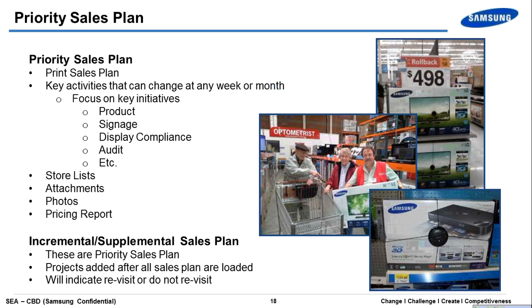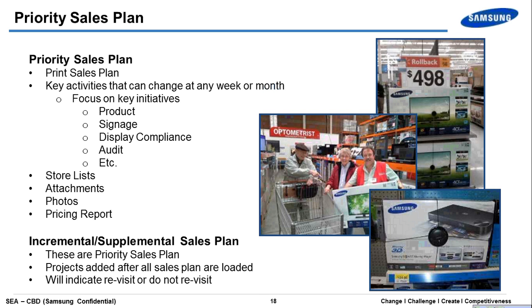And that will be used in every store. The priority sales plan is the other one that will be used along with every store visit. The priority sales plan is a print sales plan, so you need to print it out and then print out any attachments. On the front page, it will give you a list of the attachments and whether they're view only.